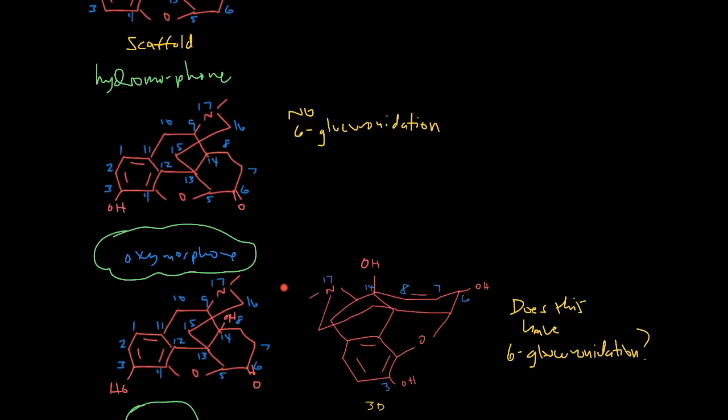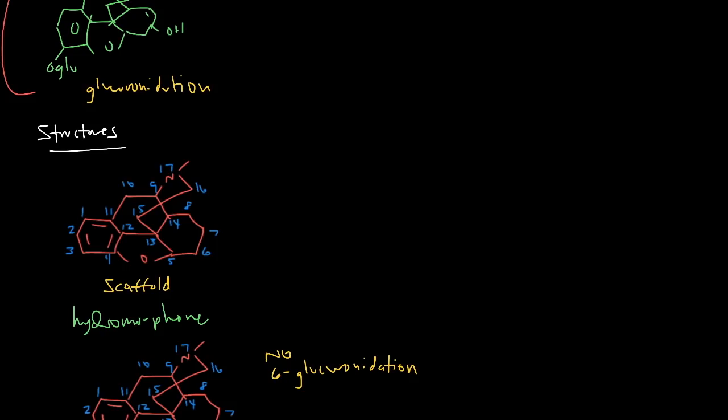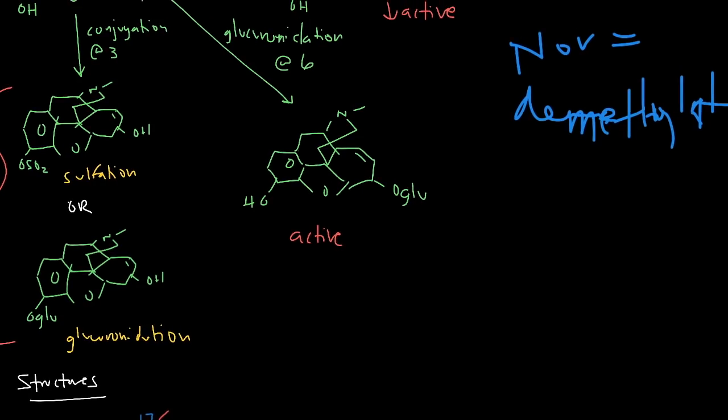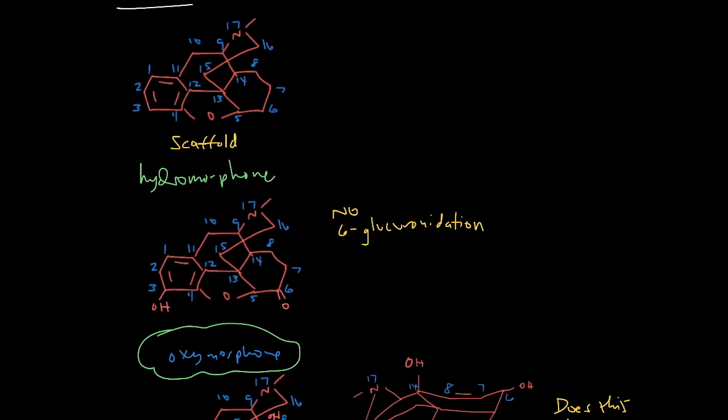It follows the same metabolism as morphine, except it cannot undergo 6-glucuronidation. Why? Because remember, you need a hydroxyl to glucuronidate it. You cannot have a ketone to glucuronidate it. If you refer to glucuronidation at the 6th position, you need the OH to be glucuronidated. However, hydromorphone does not have an OH, it has a ketone group over here. Therefore, you cannot glucuronidate it. However, you can still demethylate it and conjugate it at the 3 position.